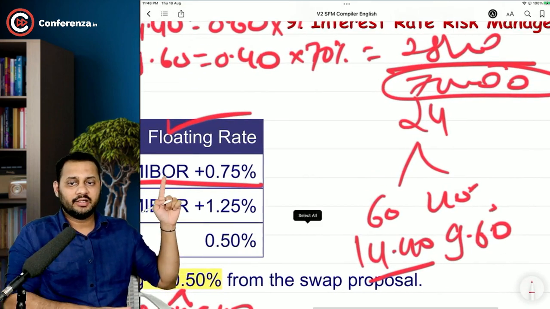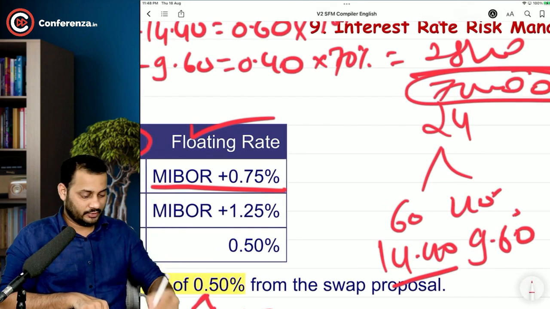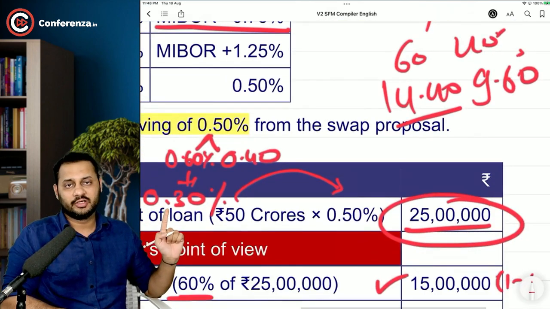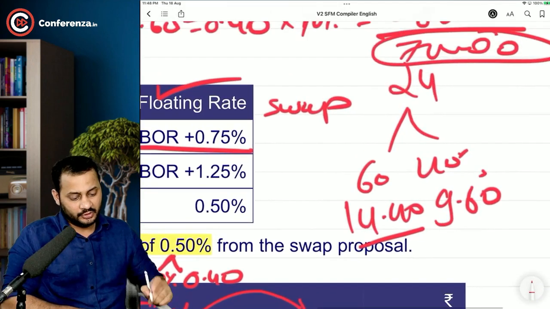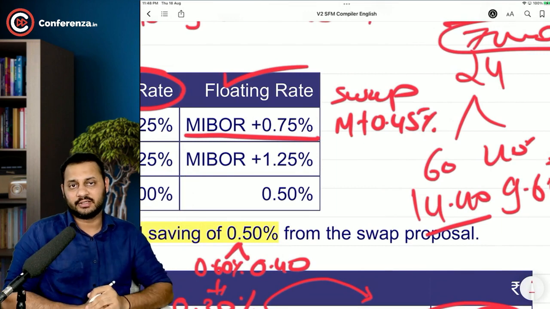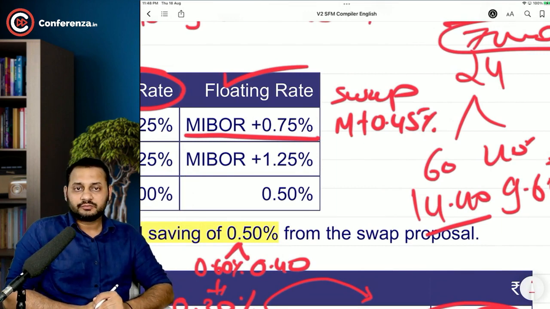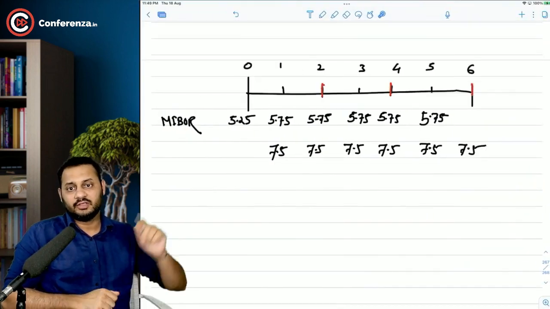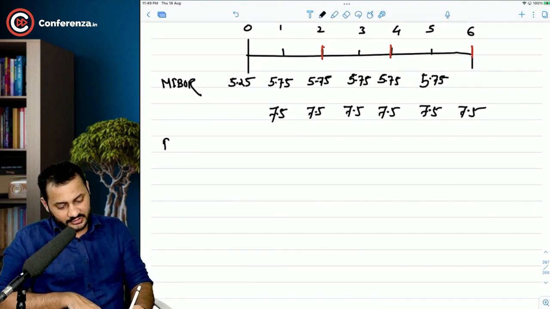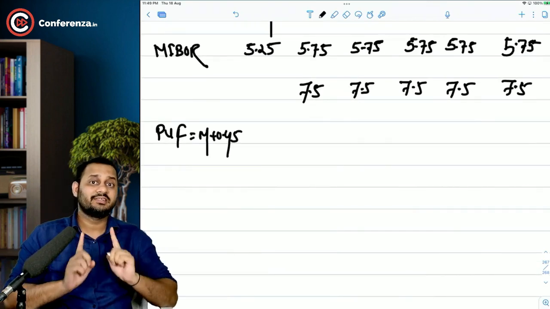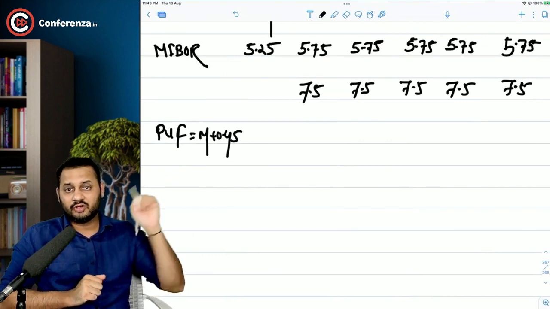If I directly go to the market, it will cost me MIBOR plus 0.75, and the cost to me under swap should be lesser by 0.30, and then only I can say that this is my benefit. So if you do the calculation, it will come to MIBOR plus 0.45, 0.3% less than this rate. So the cost to me for all this borrowing is MIBOR plus 0.45%, and the MIBORs are here. These are the MIBORs. So for the present value factor, the rates will be MIBOR plus 0.45, not 0.75. First of all, this is the cost that you will have to bear.